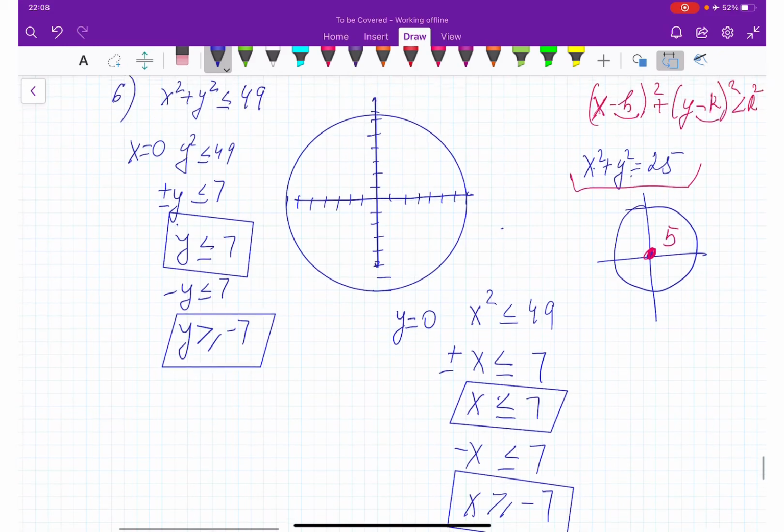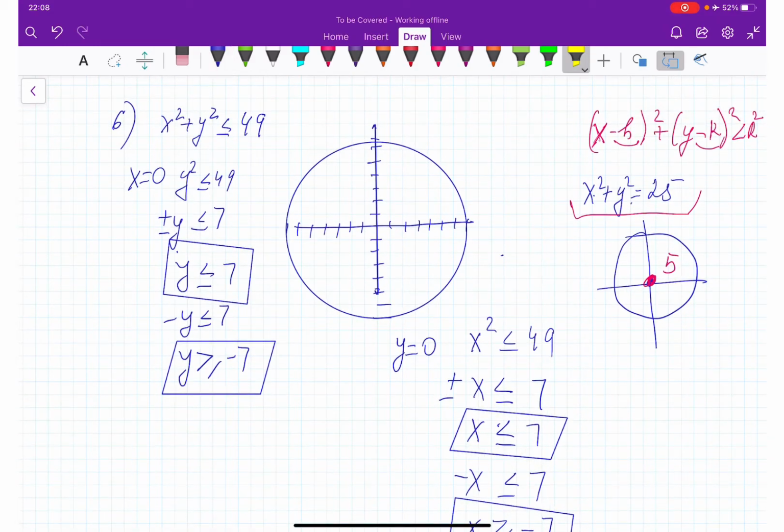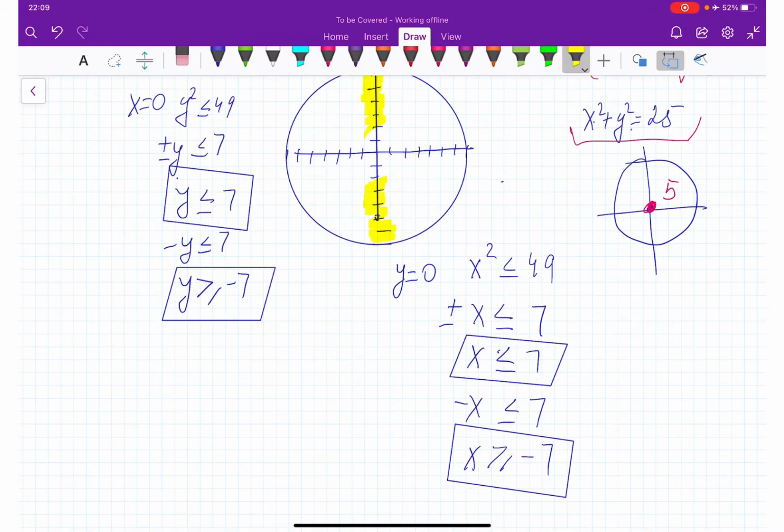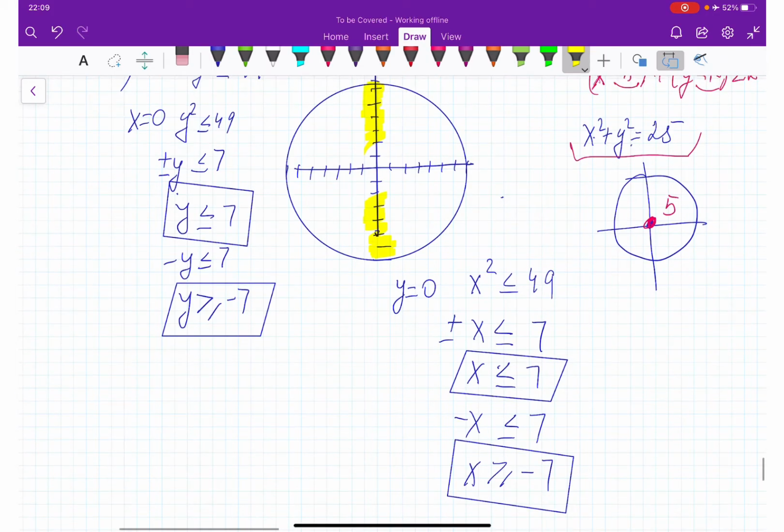All right, so what do we have? Let's shade it. Y is less than or equal to 7, y is greater than or equal to negative 7, x is less than or equal to 7, and x is greater than or equal to negative 7, which means we are going to shade inside of the circle. And that's going to be our answer.